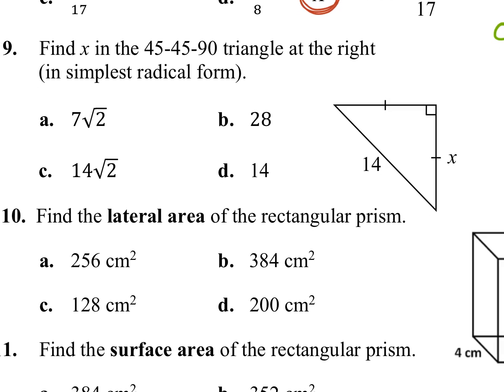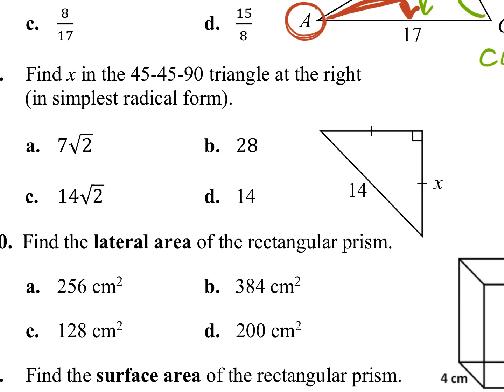Okay, this one. It's a 45, 45, 90. And you know the hypotenuse. So this is your L, and L rad 2. Do you remember the shortcut when you know the hypotenuse? You cut it in half. It's 7 rad 2. And multiply by rad 2. So it's this one.